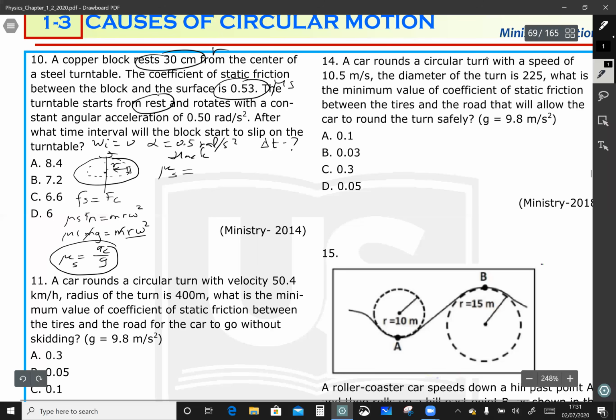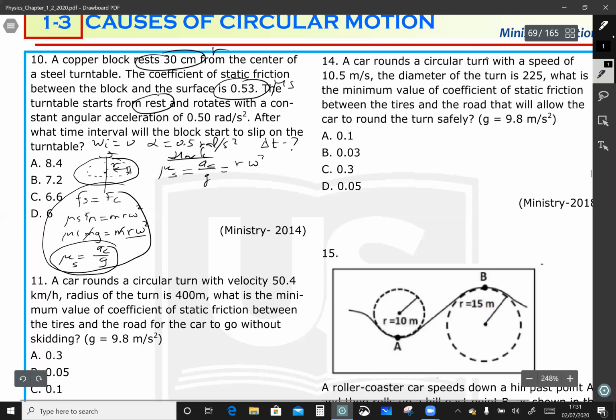And if you don't want to do all these steps, for a horizontal surface, you can say that mu s is equal to ac over g, always. It can be a copper block moving on a horizontal surface making a circular path, or a car on a horizontal surface, or a bike. It can be anything turning on a horizontal surface in a circular path. So mu s is always equal to ac divided by g. And ac is r omega squared.